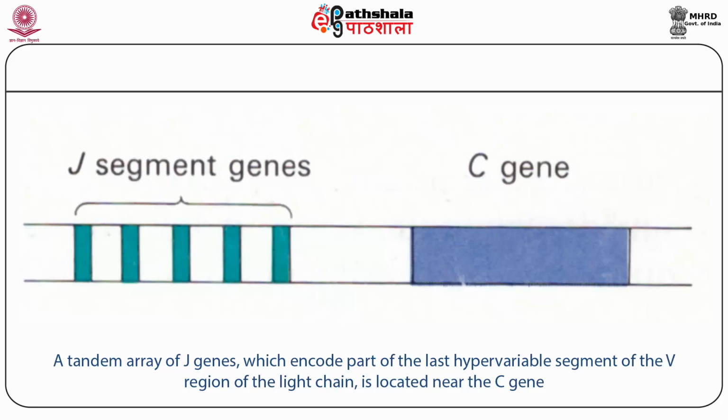It may be pointed out that even in fully differentiated B cells, these segments are not joined. That takes place only in antibody producing plasma cells, which are clonally selected by an antigen.